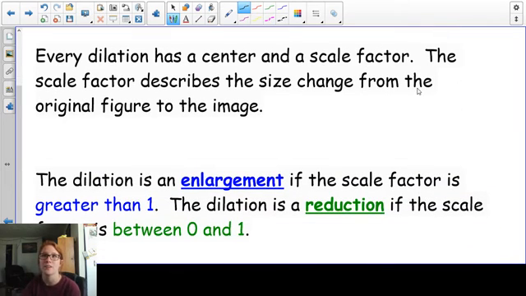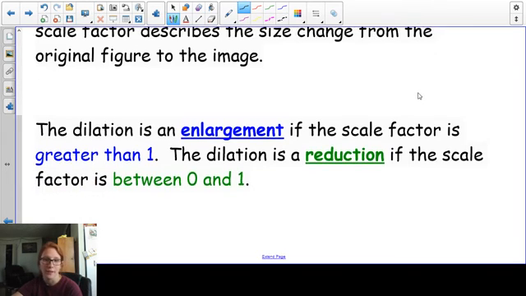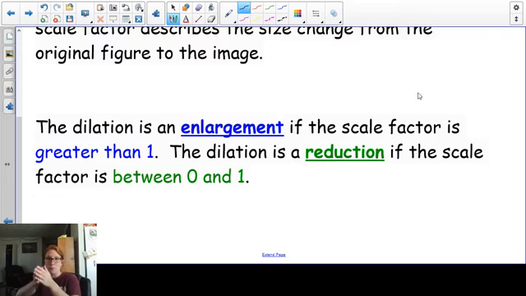Okay, so every dilation has a center and a scale factor. The scale factor describes the size change from the original, or the pre-image, to the image. It's considered an enlargement, which means it's bigger, if the scale factor is bigger than 1, and it's considered a reduction or a shrink if the scale factor is between 0 and 1. Now remember, some fractions are bigger than 1. So in your homework, hint, hint, hint, you're going to want to take a look at some of the fractions you're given and actually make sure they're between 0 and 1, because not all fractions are less than 1.